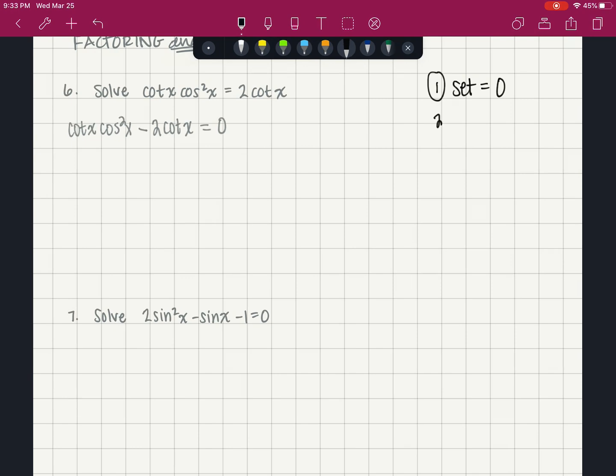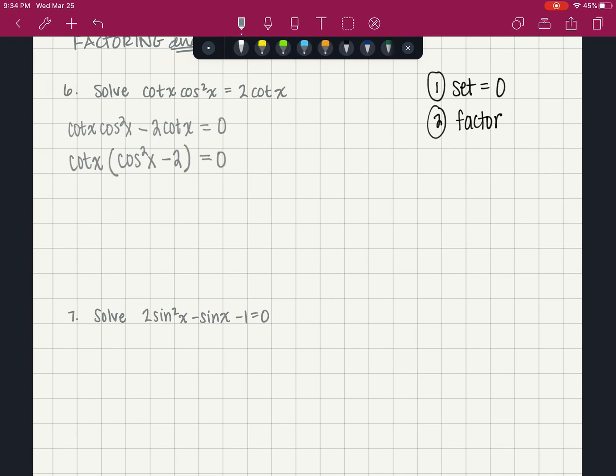Second step is factor. And the reason we want to factor is because we can use that zero product property. So I'll show you what I mean in a minute. Let's factor this. Both terms have a cotangent of x in common, so I'm going to factor that out. So I've got cotangent of x times cosine squared of x minus 2 equals 0.